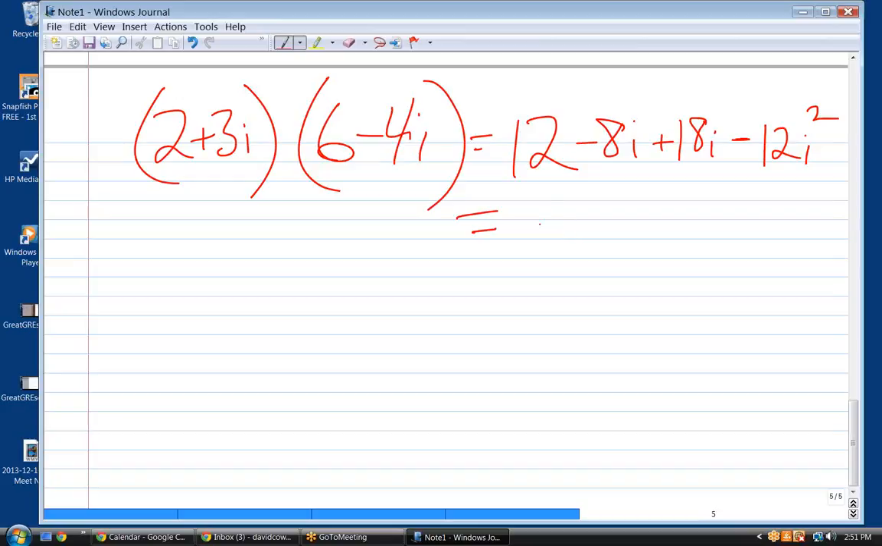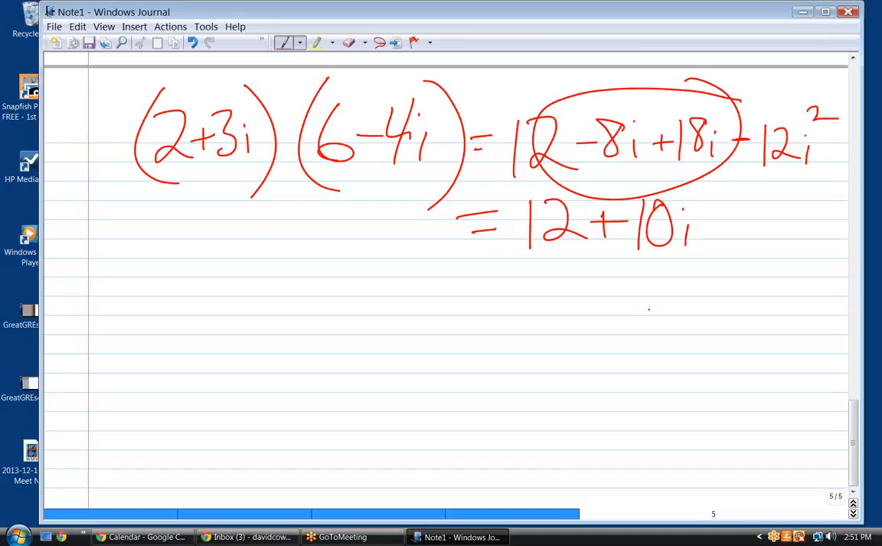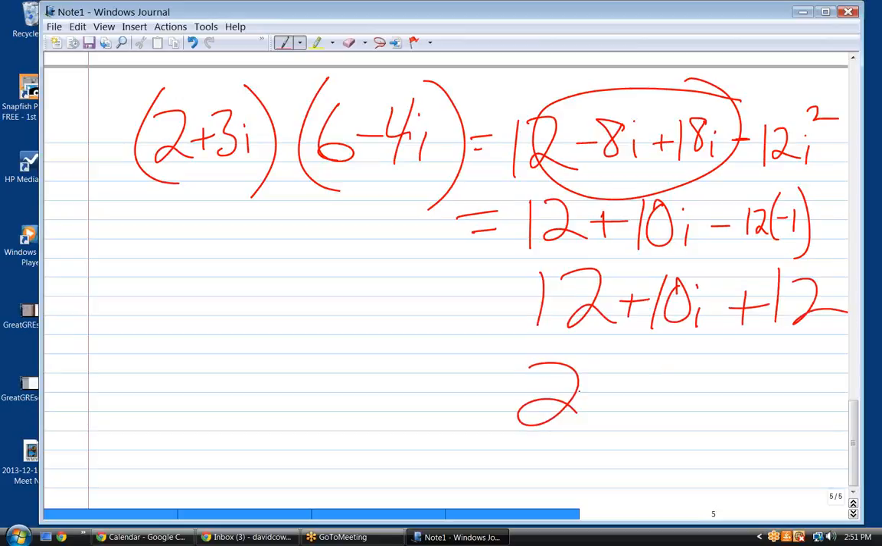Now let's simplify. So it'd be 12 plus 10i, minus 12i squared. Minus 12 times a negative 1. So we have 12 plus 10i plus 12. So we have 24 plus 10i.